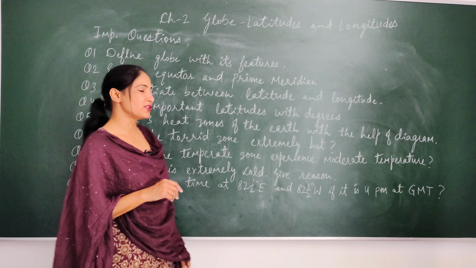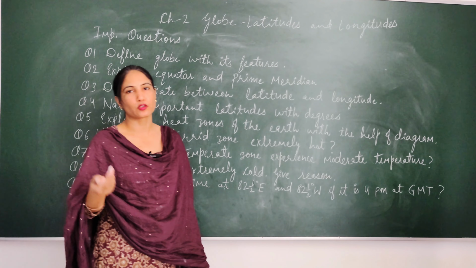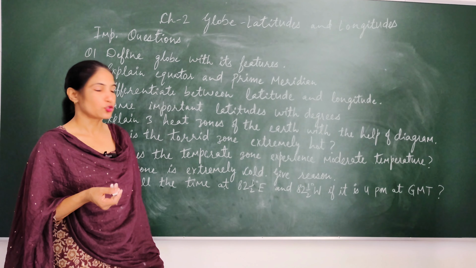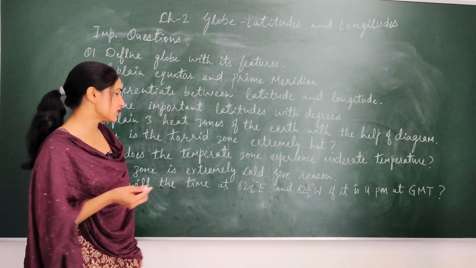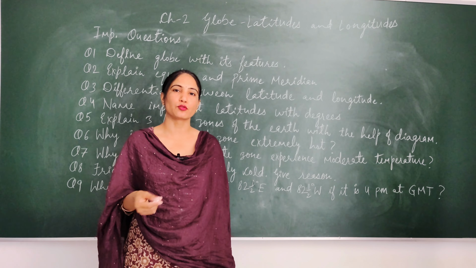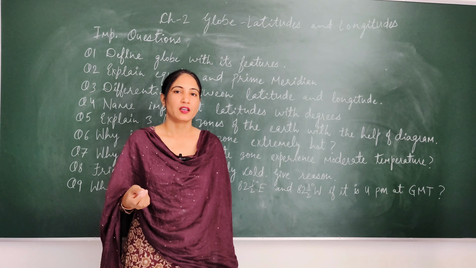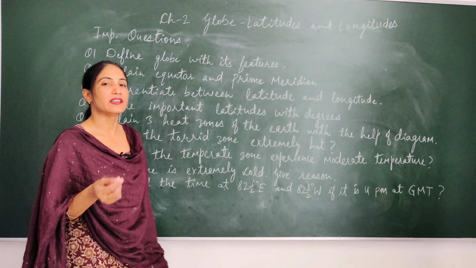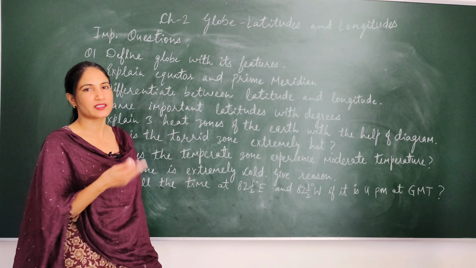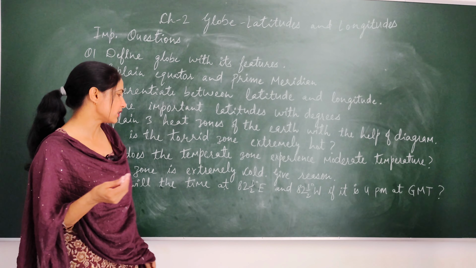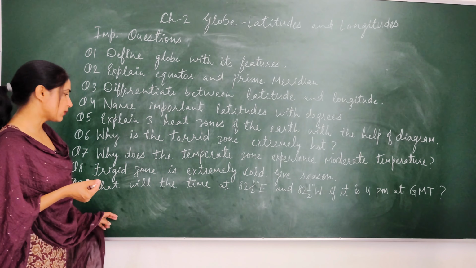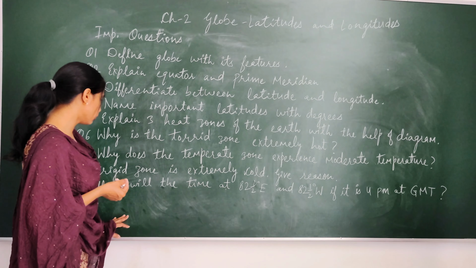Next question is, why is frigid zone extremely cold? As we all know, North Pole and South Pole are freezing cold. So give reason. The reason is that all the latitudes of frigid zone receive very less amount of sun rays throughout the year. As we all know, in North Pole and South Pole there are 6 months day and 6 months night, so very less amount of sun rays this frigid zone is receiving. That's why frigid zone is extremely cold.